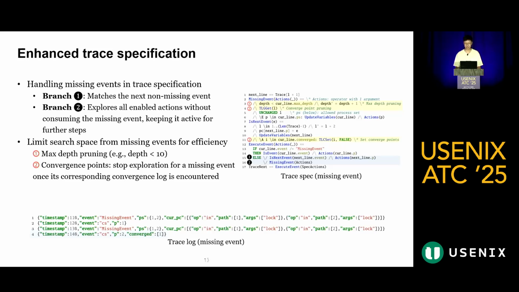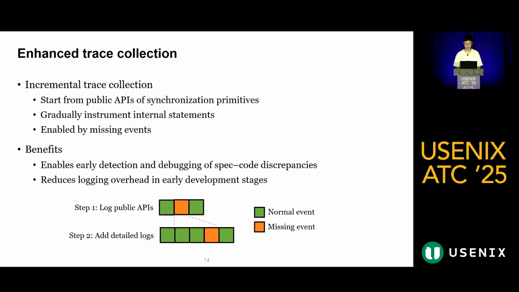To make trace validation efficient, we apply two prominent rules. First, we limit the maximum depth TLC can explore from a missing event. Second, we define a convergence point in the post-processed trace. Once TLC reaches that point, it stops further branching for the corresponding missing event.